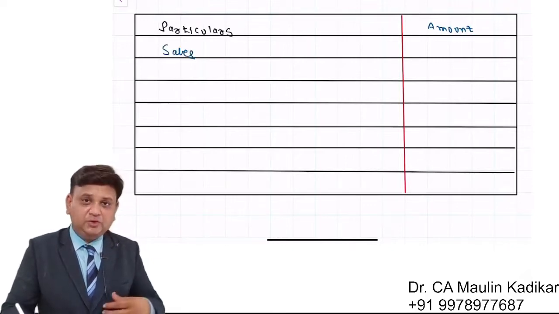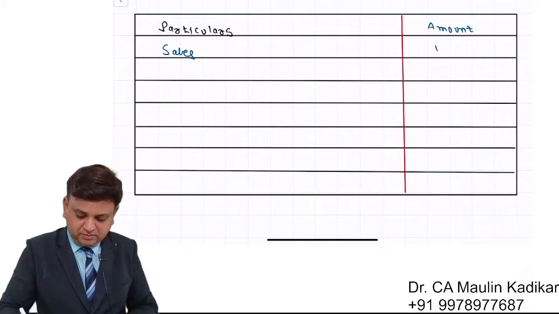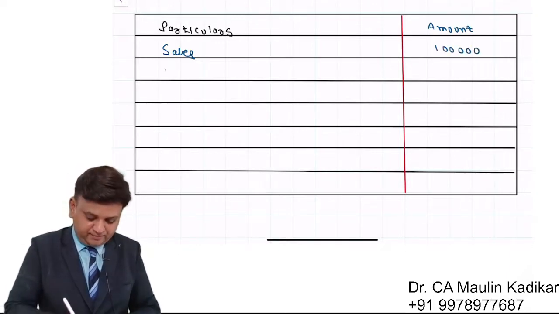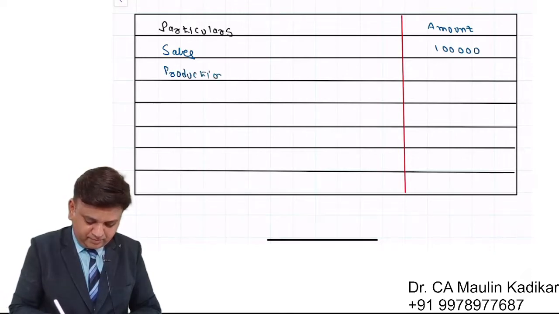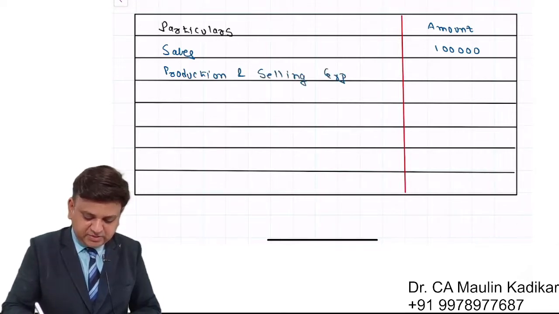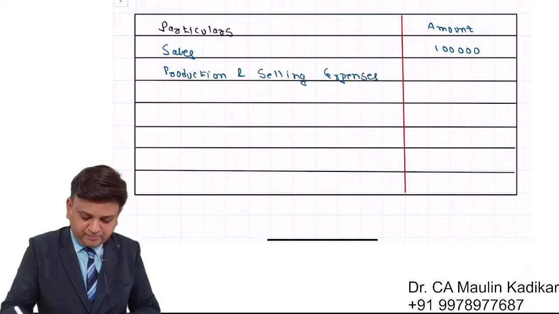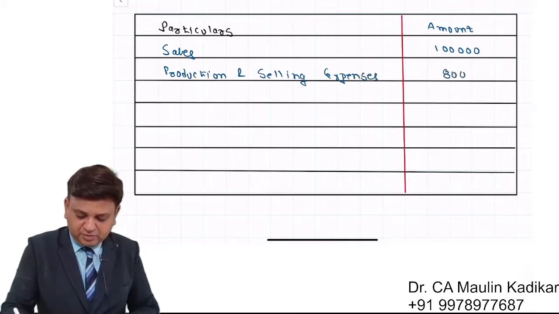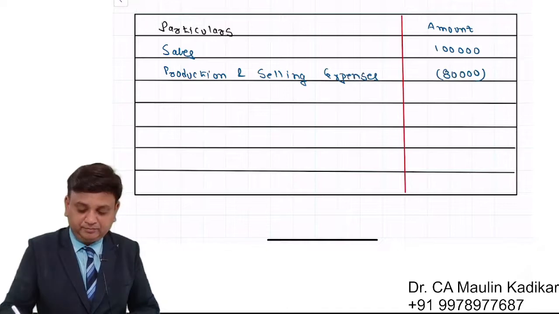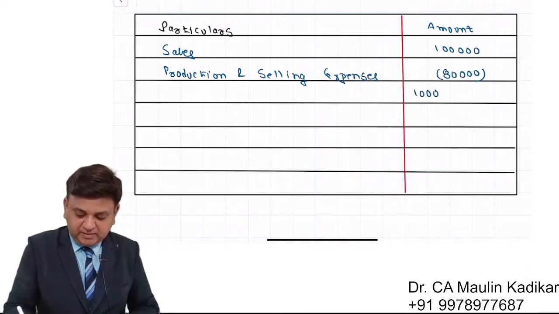If at all we sell goods to the customer, sales will increase by 1 lakh. If at all we sell goods to this customer, production and selling expenses will be 80,000. That is 1 lakh into 80%.